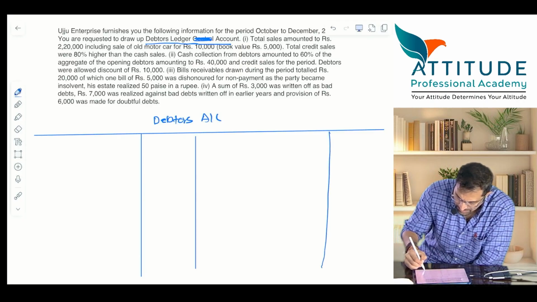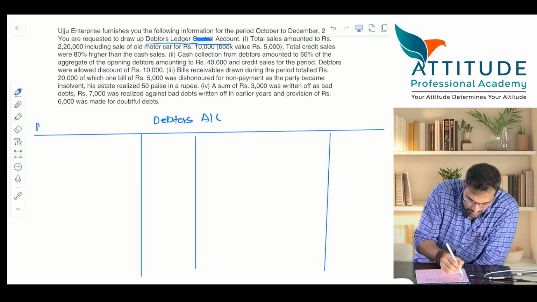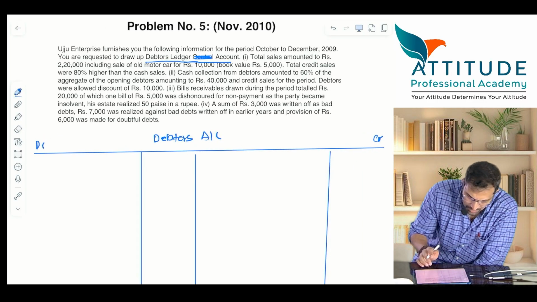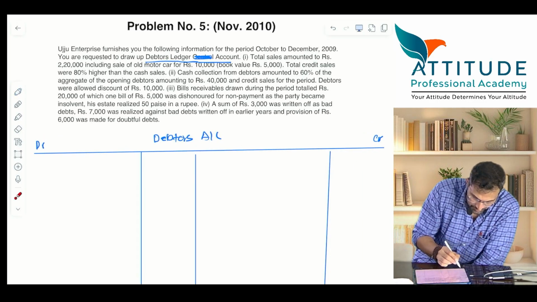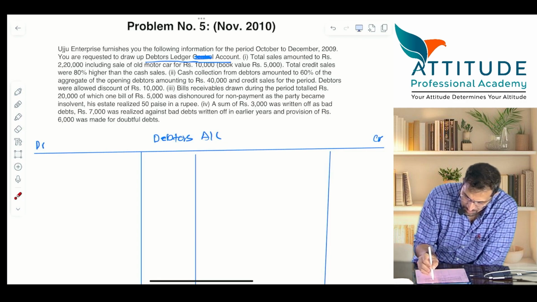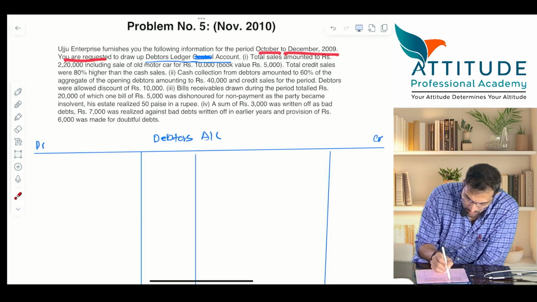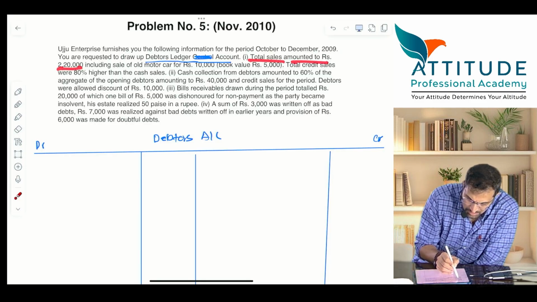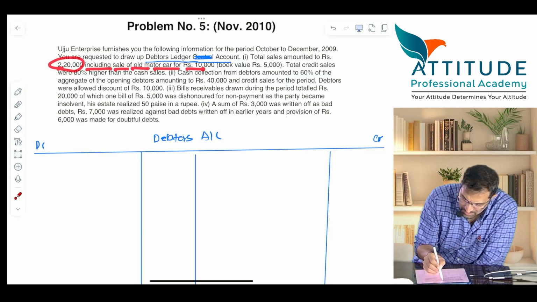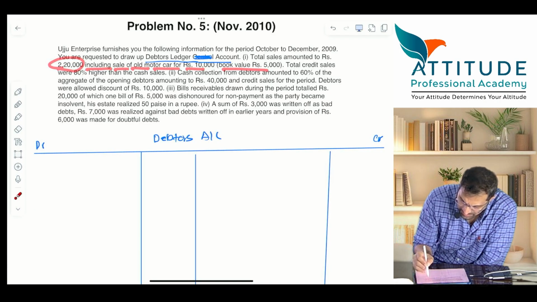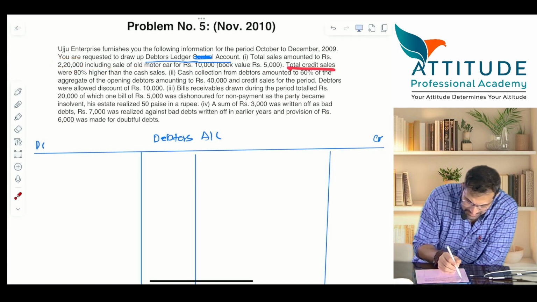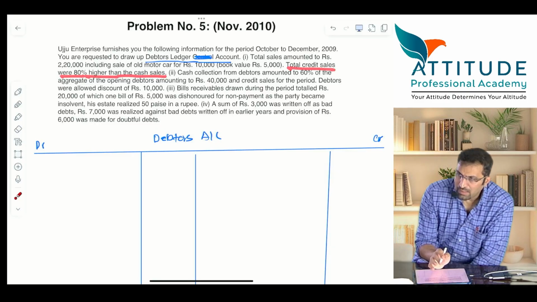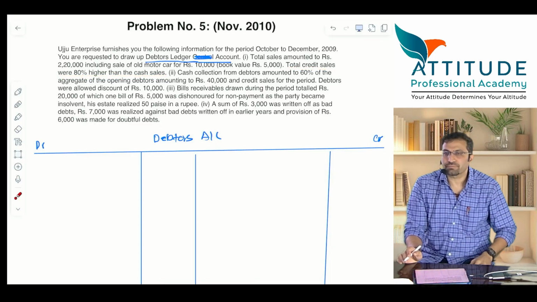Okay, there are some working notes also which you have to do. Okay, please help me out. First, for the period of October to December, you are required to draw up the debtors account. Total sales amount to rupees how much? 2,20,000, including sale of old motor car for how much? 10,000. Book value is how much? 5,000. Total credit sales were 80% higher than the cash sales. Clear?